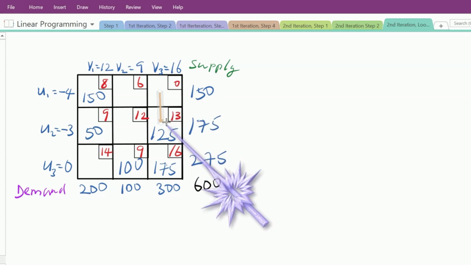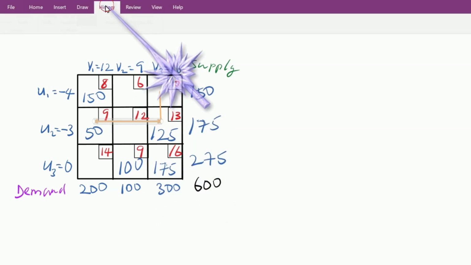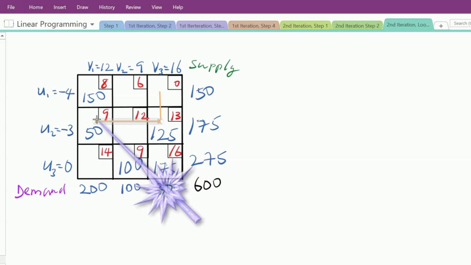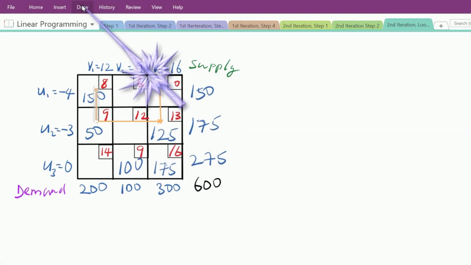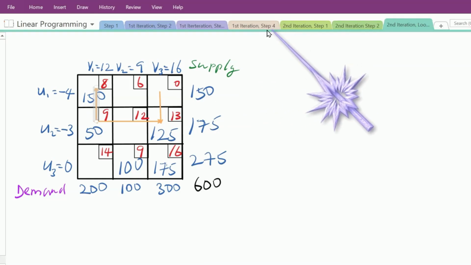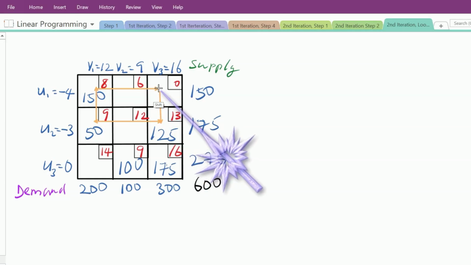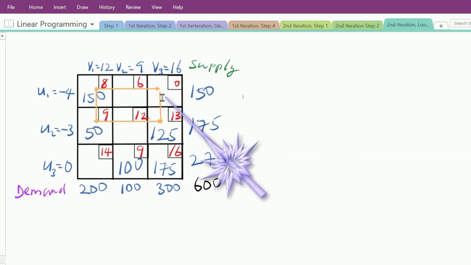So let me draw the loop like this. Like this, we go up. Like this, come back again to close the loop. That's the loop. Down, left, up, right. This is our loop.